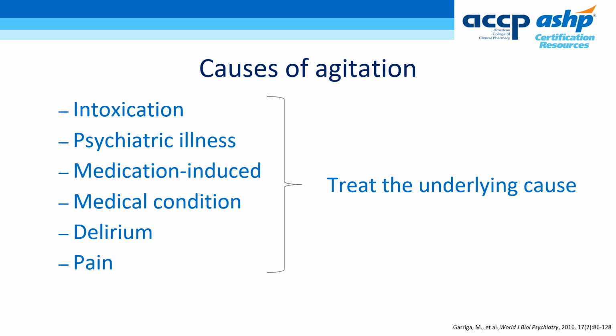Although difficult in many clinical scenarios, managing agitation relies on identifying and treating the underlying cause, even if only a provisional diagnosis. The most common causes of acute agitation are listed on this slide and include intoxication with alcohol or other substances, a primary psychiatric illness including schizophrenia, bipolar disorder, personality disorders, anxiety or panic disorders. It could be medication-induced, potentially from polypharmacy, as well as from a medical condition such as infection, hypoglycemia, or hypoxia. Delirium and pain may also lead to agitation if not appropriately treated.